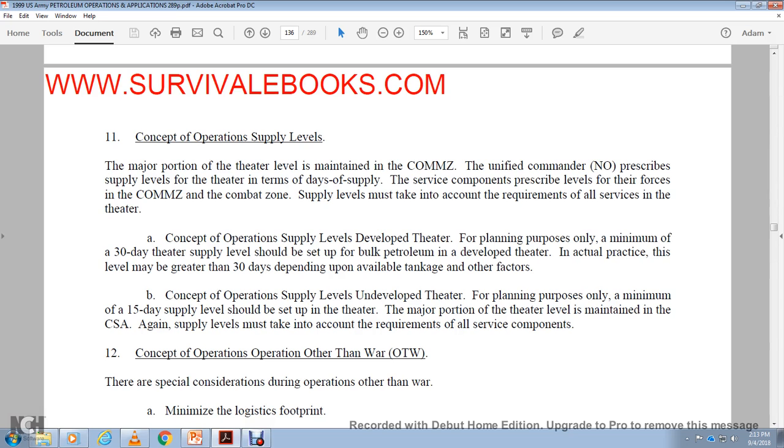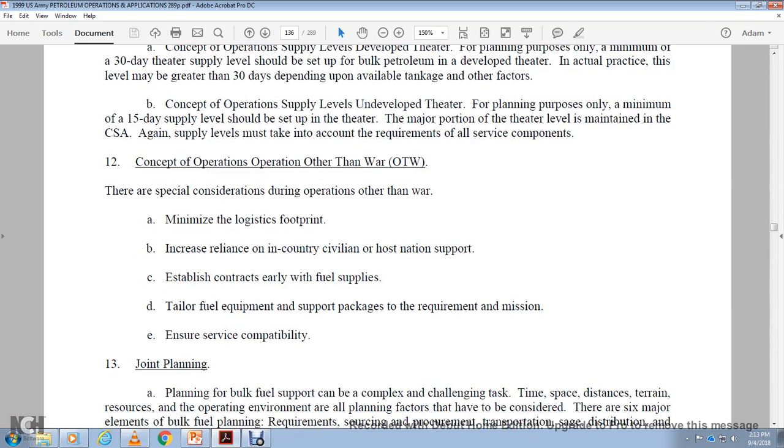The major portion of the theater level is to be maintained in the CSA. The given supply levels must take into account the requirements of all service components.